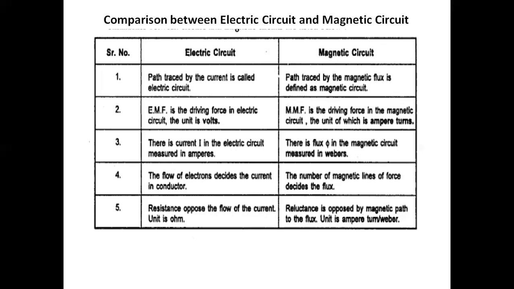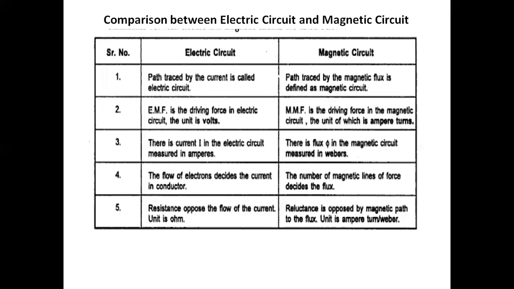Current is flowing in the electrical circuit, and the unit of current is amperes. In the magnetic circuit, flux is there, and the unit of flux is Webers. The flow of electrons decides the current in the conductor. The number of magnetic lines of force decides the magnetic flux. You can see the difference here: flow of electrons here, number of magnetic lines of force there.